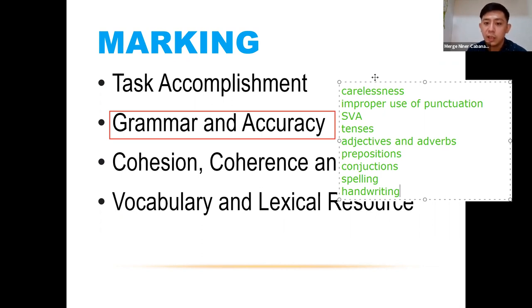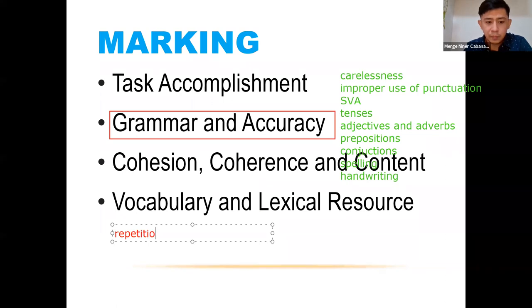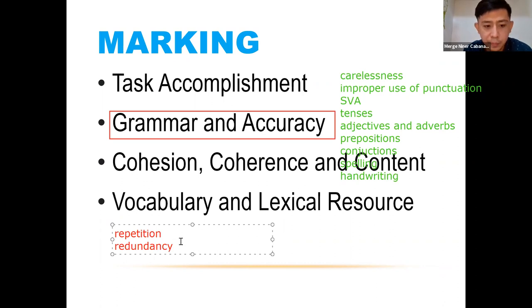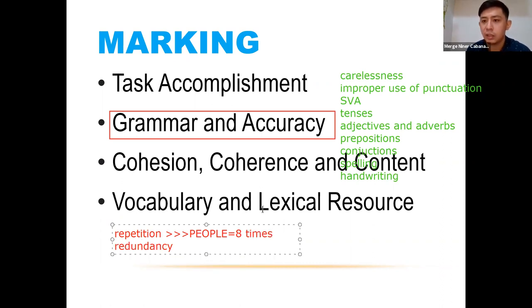Vocabulary and lexical resource. Here, we want to avoid repetition and redundancy. Here's an example of repetition. If your topic is about society and you use the word people probably around 8 times in your entire essay, then examiners would say, this candidate is not very resourceful because this person used the word people 8 times. So you have to use synonyms of people.